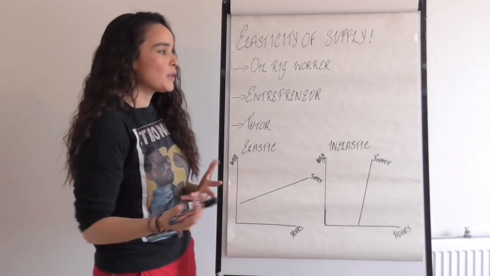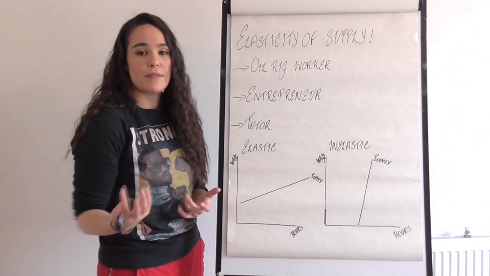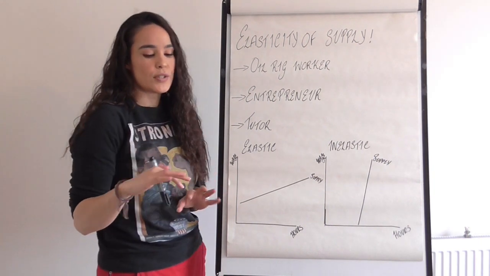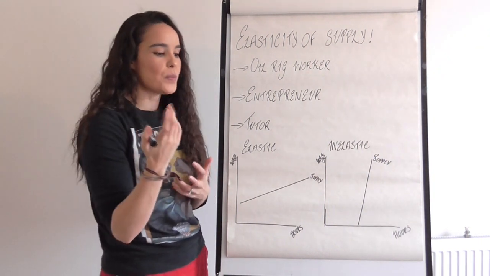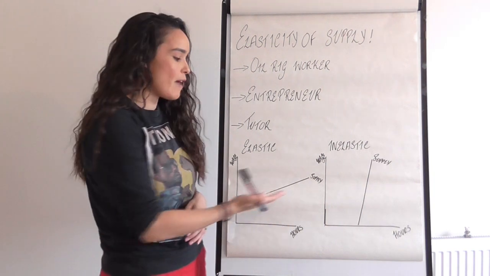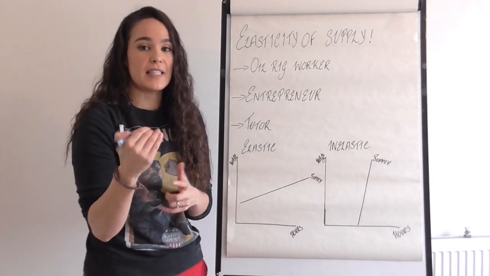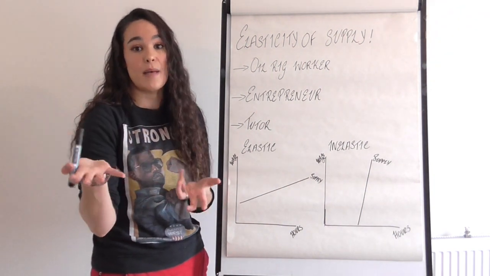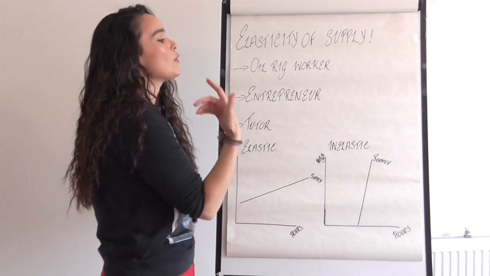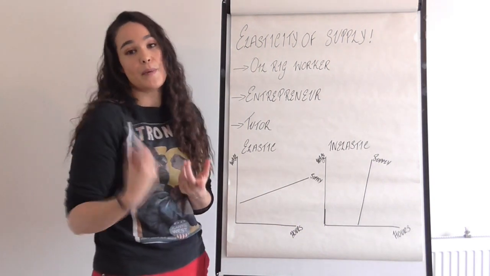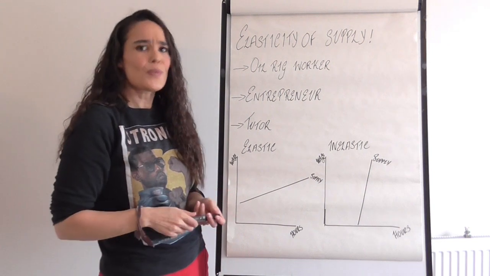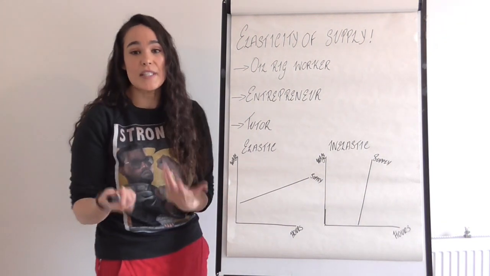So let's start off with an oil rig worker. Obviously you are away from your family for a lot of time, and remember elasticity of supply will be different for each individual, and therefore the overall elasticity of supply is the average of the entire market, right? So for an oil rig worker, you have to be away from your family. It's incredibly dangerous work, but the wage is pretty high, right?